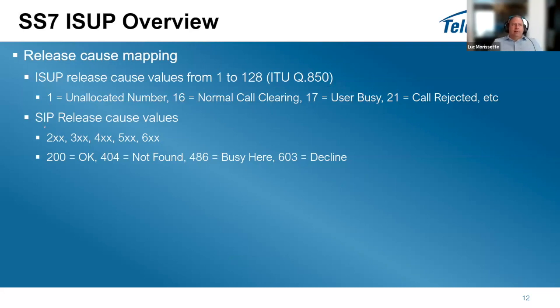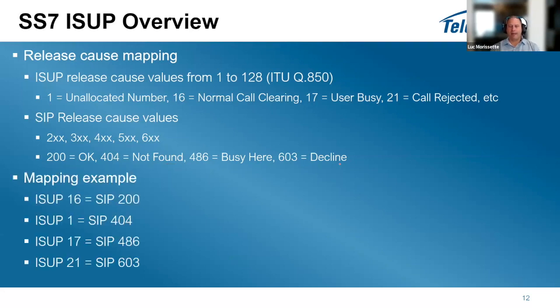When we talk about mapping, we need to switch to other networks. If you switch to an ISDN primary network, for example, it's going to be the same Q.850 error messages. But if you go to a SIP network, then the release cause values will be different. So it could be 200, 300, 400, 500, 600 values. For example, 200 is okay, it's good. 404 is not found. 486 is busy. 603 is declined.